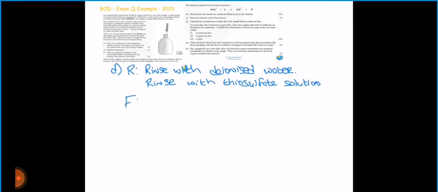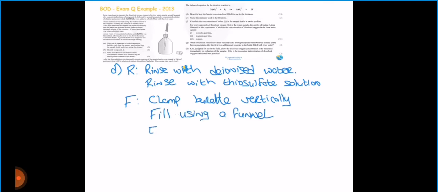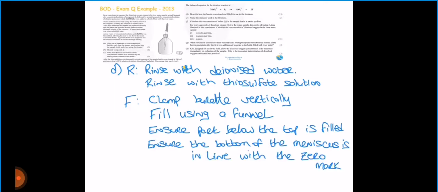Then you can move on to filling. So the first thing I would say is clamp the burette vertically. Then I would say fill using a funnel. I would say ensure the part below the tap is filled. And the last point, ensure the bottom of the meniscus is in line with the 0 mark. So I've given 6 points there, just to be sure of myself. You only need to give 5 to obtain full marks.